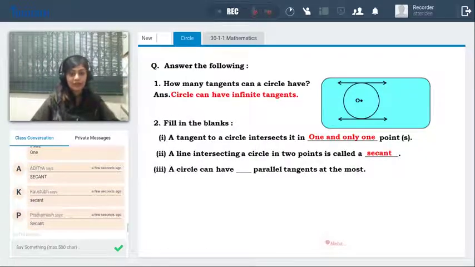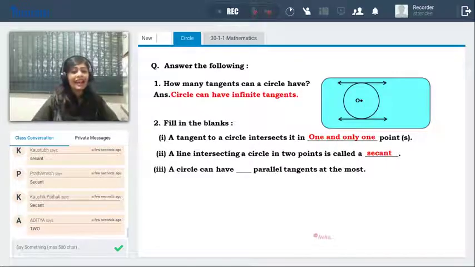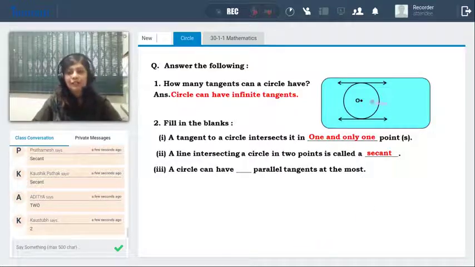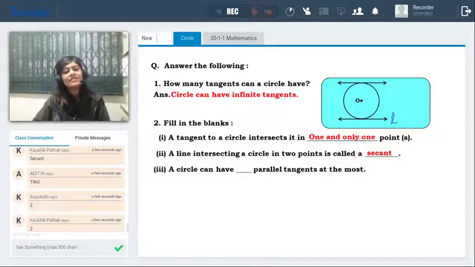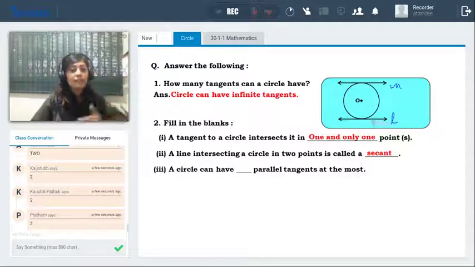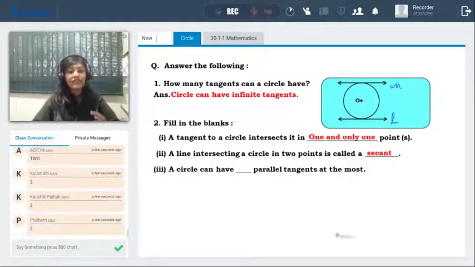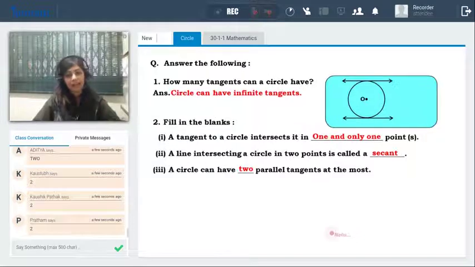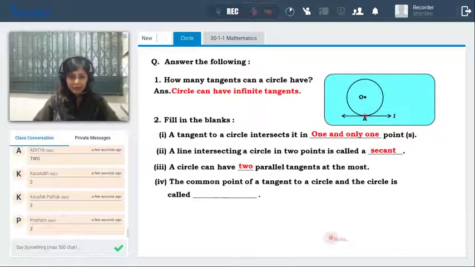Let's move to the next question. A circle can have how many parallel tangents at the most? Yes, it's two. Please observe. Here we have a tangent line, say L. How many tangents can be parallel to this L? We can have only one, right? Say line M, which is exactly opposite to this tangent line. So definitely two parallel tangents at the most.